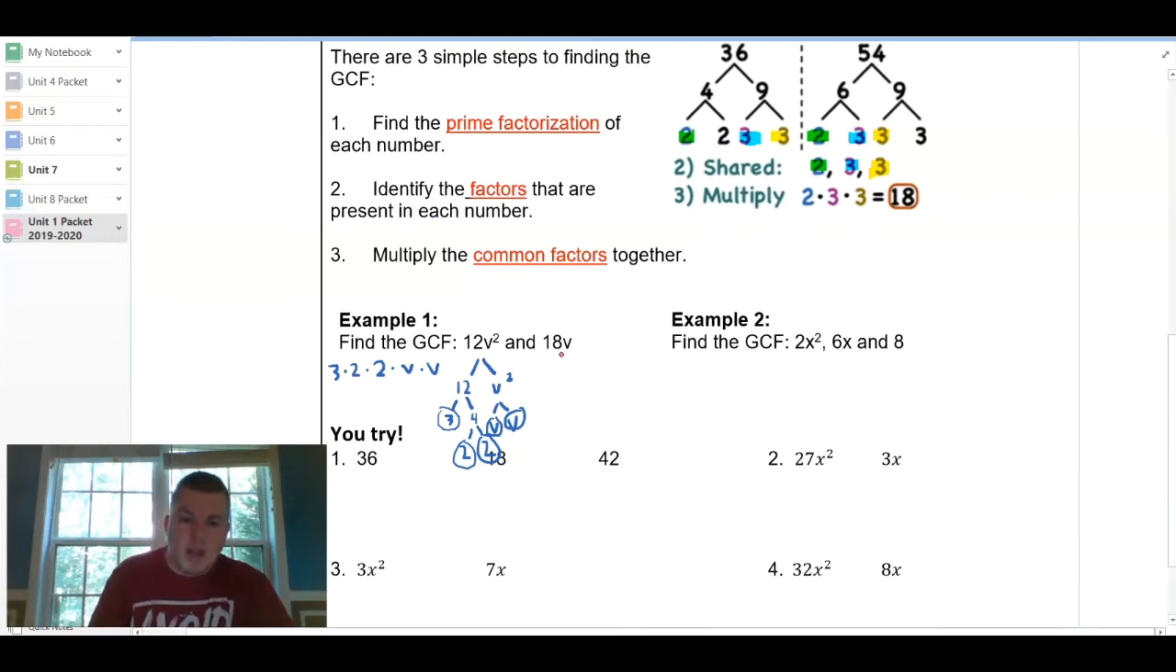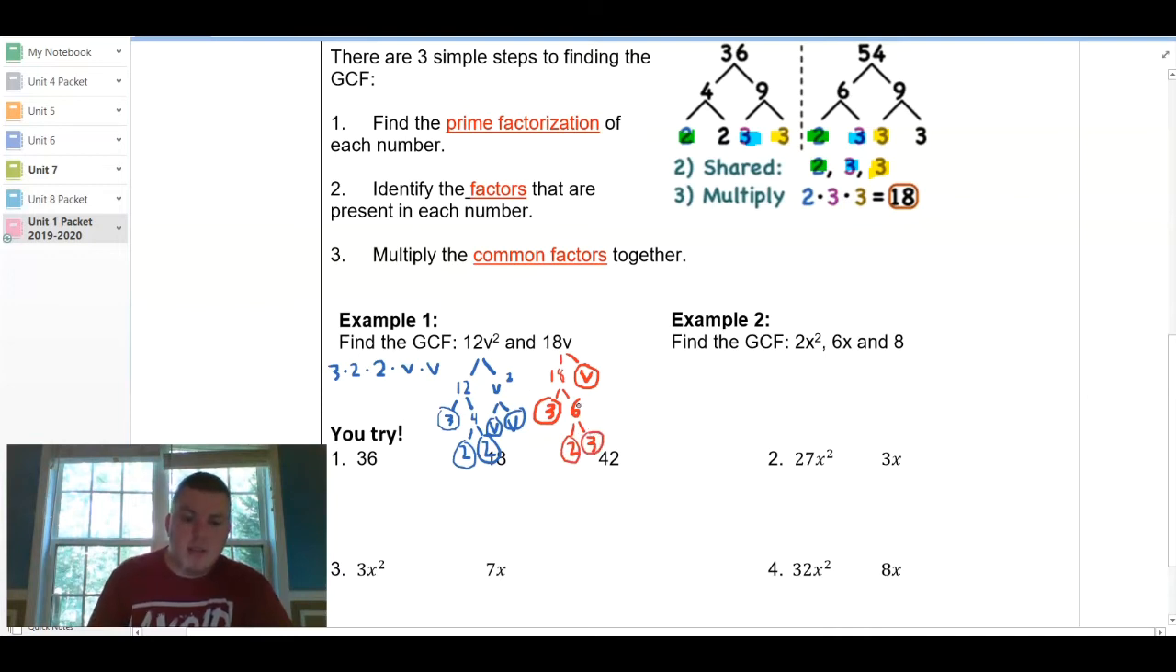We're going to break apart the 18v now. So we're going to do 18 and we're going to do v. Now when we only have one v, we can't break that down any further, so I'm going to go ahead and circle that one. For 18, we could break that down a couple ways as well. We could do 2 times 9, or we could do 3 times 6. I'm going to go ahead and do 3 times 6. Now 3 is prime, so I'm going to circle that. It doesn't break down any further. But 6 does. It breaks down into a 2 and a 3. And each of those 2 numbers are prime.